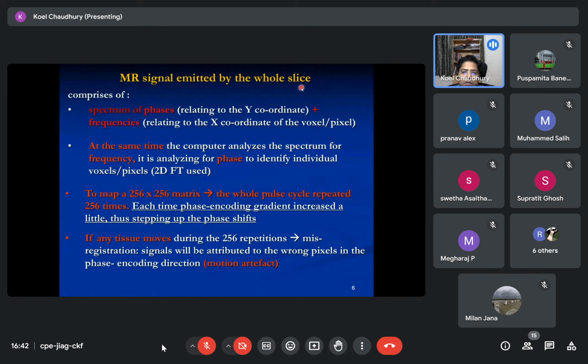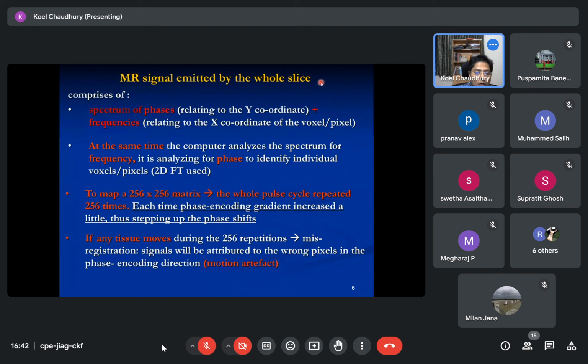Now that we have a slice, which means whenever we talk of the word slice, we have selected it with the GZ gradient. Now we have MR signal emitted from a slice, and it consists of a spectrum of phases plus frequencies. Now you have information, two variables, frequency and phase. You have to calculate both of them.